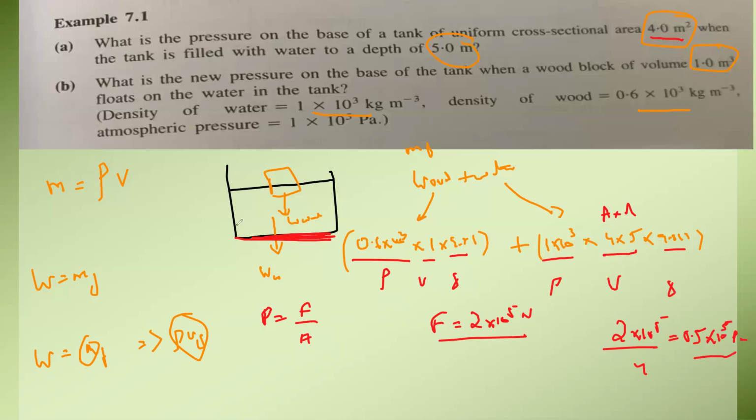So the combined pressure of these two will be equal to 0.5 into 10 power 5 Pascal. And there is also the atmosphere. The atmospheric pressure is 1 into 10 power 5 Pascal. So what is the total pressure? 0.5 exponent 5 plus 1 exponent 5, so we get 1.5 exponent 5 Pascal. That's the total pressure which it will exert now. Is it clear, this example 7.1? Any doubts?